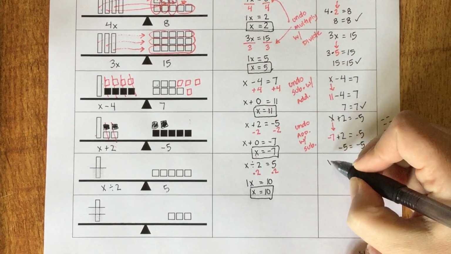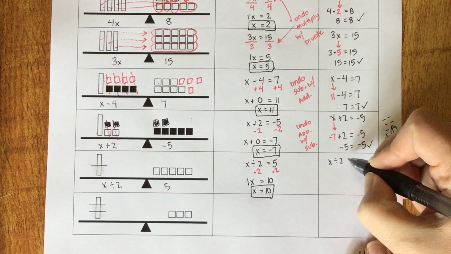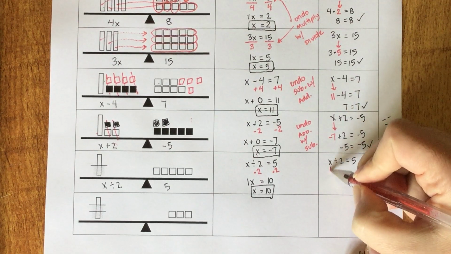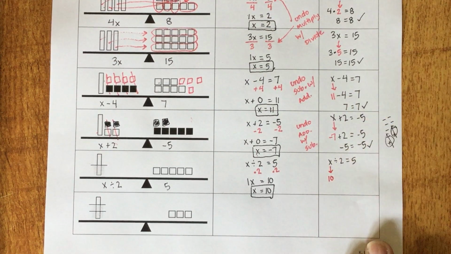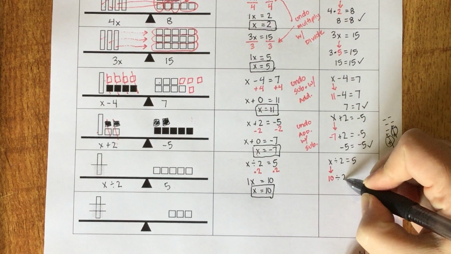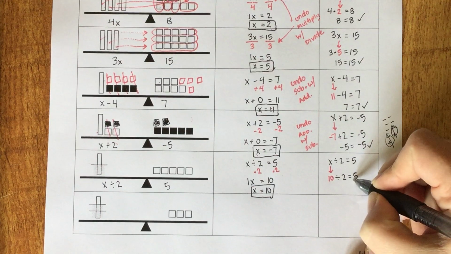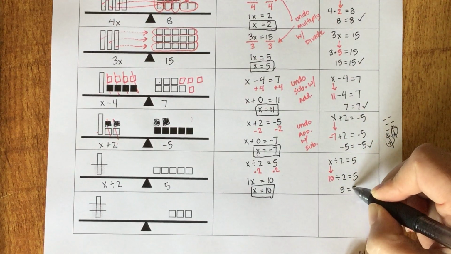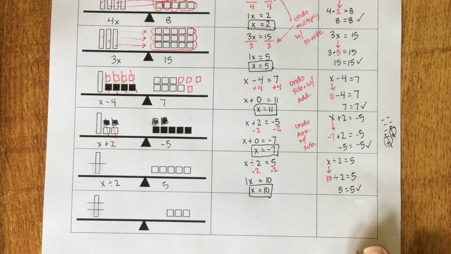To confirm that, I'll take a 10 and substitute that back into the original equation. 10 divided by 2 is equal to 5 on the left, balanced with 5 on the right. I get a true statement.